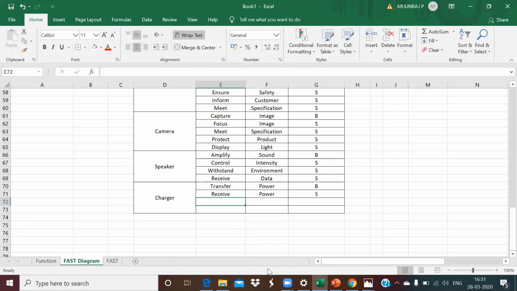The charger also informs the customer what the capacity is. Inform customer. It's a display light, right? Withstand heat. Withstand the impact as well. Ensure safety. Yeah, right.